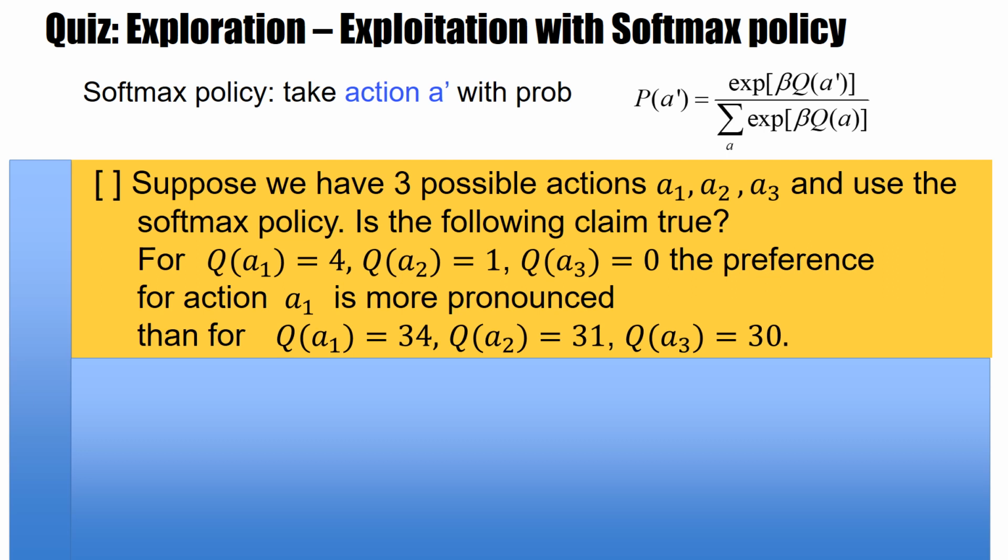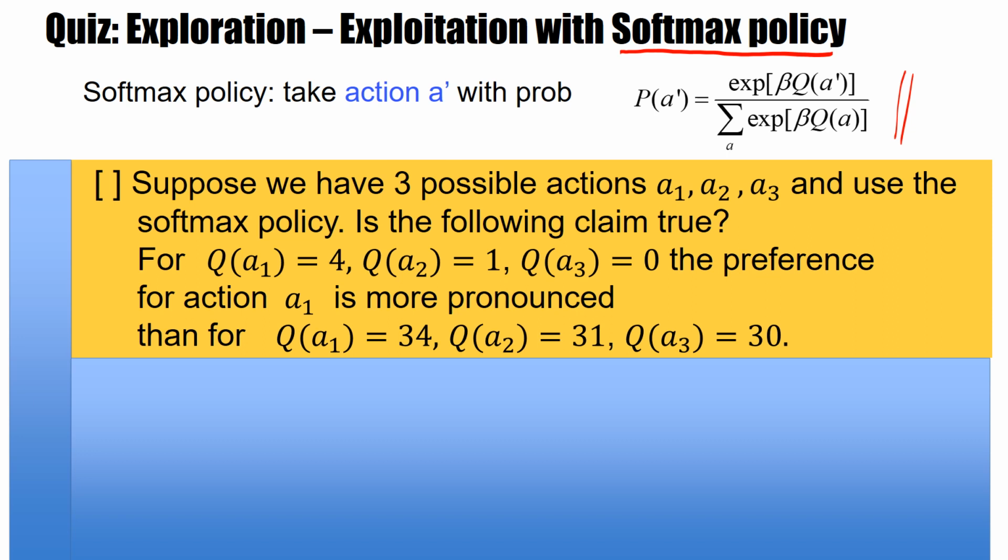Now let's continue with a quiz on exploration-exploitation using the Softmax policy. The Softmax policy is again given here. The parameter beta is fixed. The question is the following. Suppose you have three possible actions, A1, A2, A3, and you use the Softmax policy. Then the following is true.